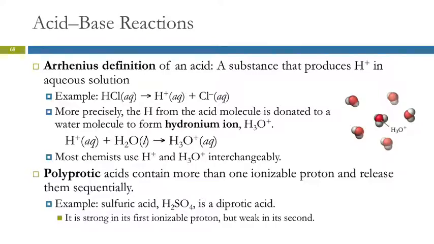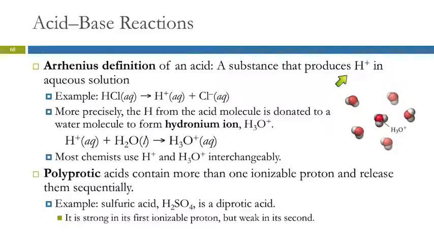There are different definitions of acids. We're going to use the Arrhenius definition. You do not need to remember that name. Arrhenius was a scientist who came up with this definition. So the Arrhenius definition is that an acid is a substance that produces H+ in aqueous solution.